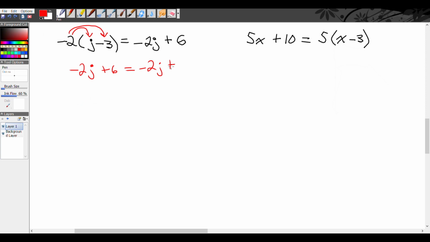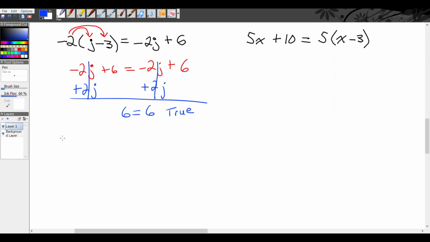I lost the 6 again. Anyways, so I have to get rid of one of these variables, right? Since they're both negative 2j, it doesn't really matter which one I get rid of. I have to add 2j to both sides. When you do this, well, negative 2j plus 2j cancel. Negative 2j plus 2j cancel. And I'm left with 6 equals 6. And that's a true statement. Okay? So that means no matter what value we pick for j, we would end up with a true statement.